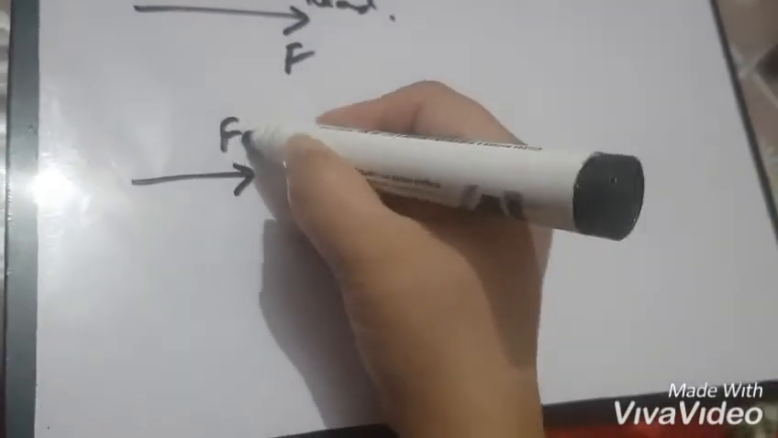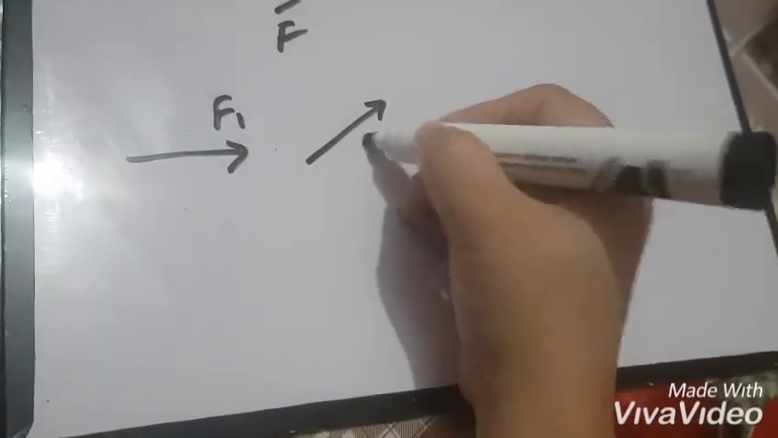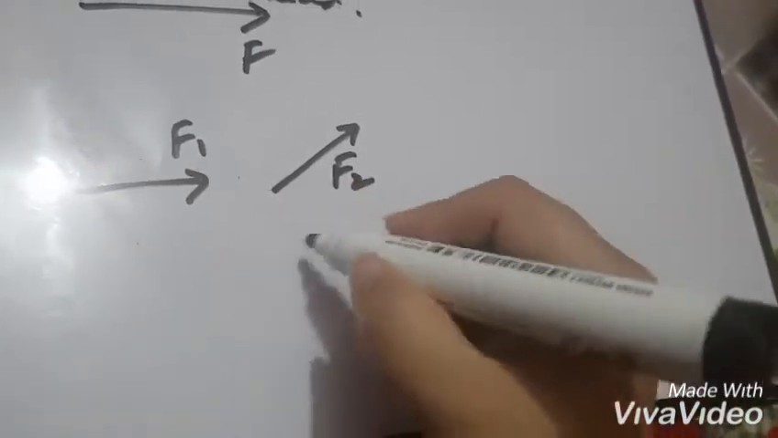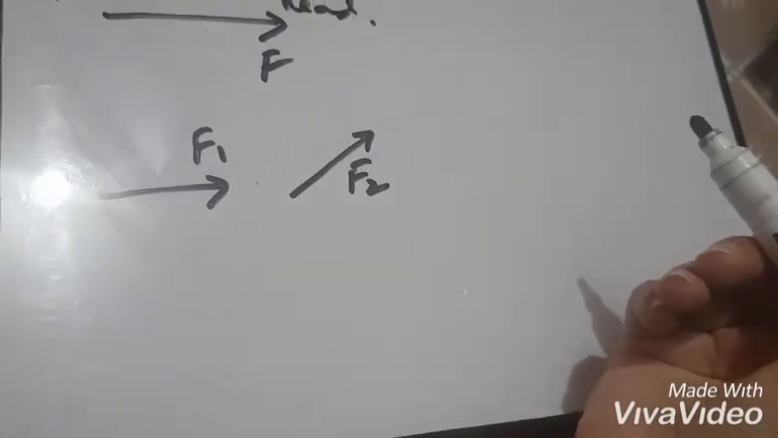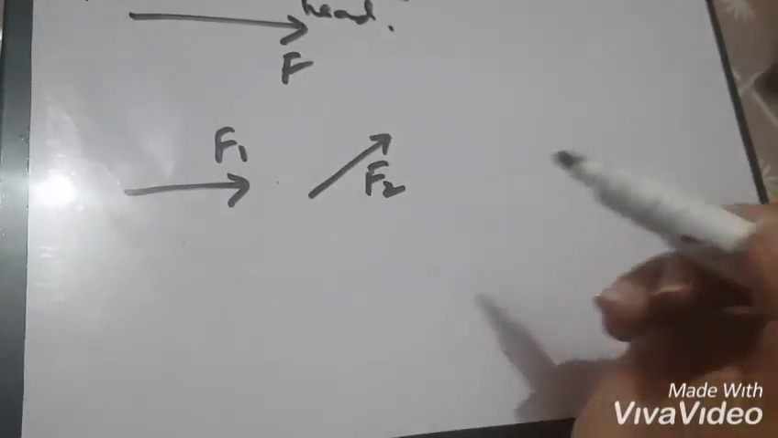Head to tail rule. I will go through it also from your book, but firstly you must know the simple logic. If one vector is, for example, this is f1 and the other vector is, this is f2. I am not drawing these to any specific scale, I am just drawing these two vectors abruptly.